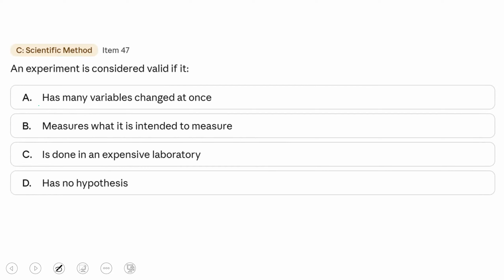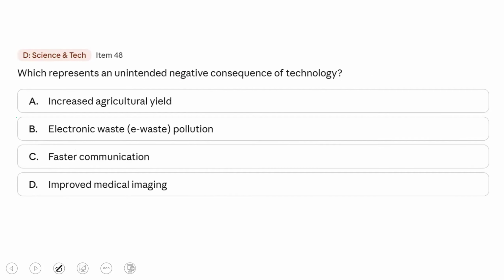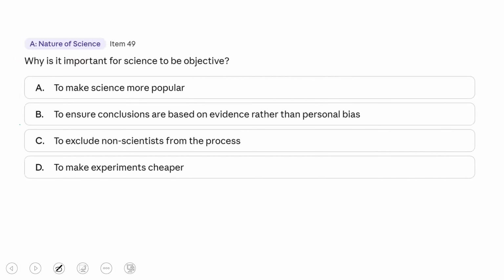So about scientific method, item 47. An experiment is considered valid if it is valid. So is it A, B, C, or D? The answer is B, measures what it is intended to measure. And then item 48, which represents an unintended negative consequence of technology. Unintended. So that would be letter B, electronic waste pollution.